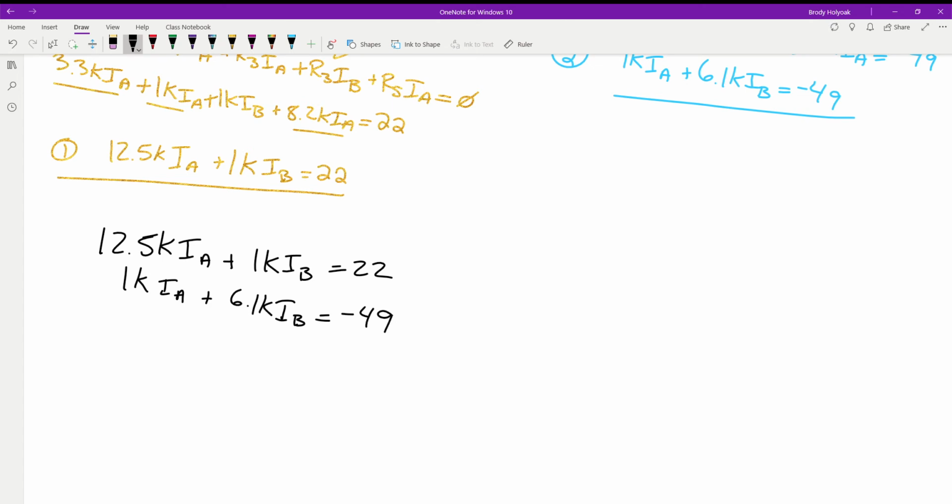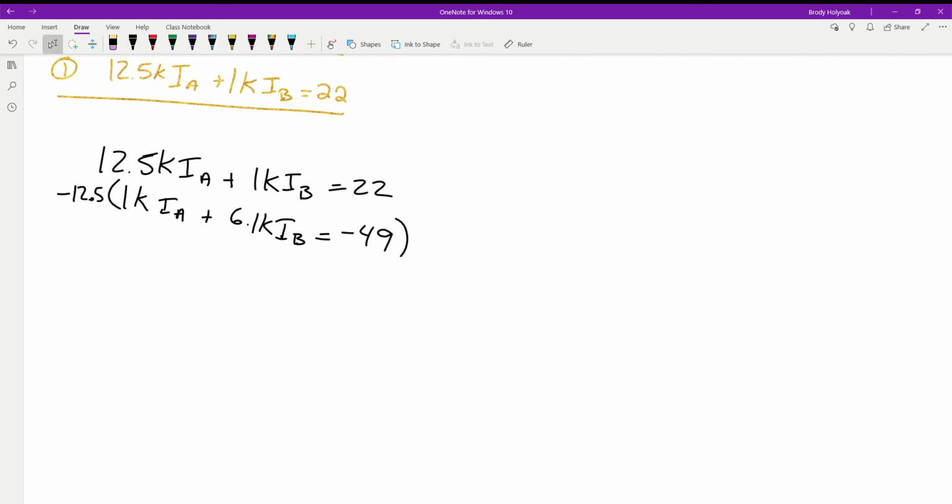Now in this instance, I would probably look at one of these to swap around. It's nice we have the 1Ks, that makes it easy because it's just multiplied by 1. And we need to make one negative. So which one do we want to get rid of, IA or IB? A? Okay. So to get these equal in magnitude, opposite polarity, we need to multiply this by negative 12.5. Because we're both in kiloohms, we don't have to do anything else with that.